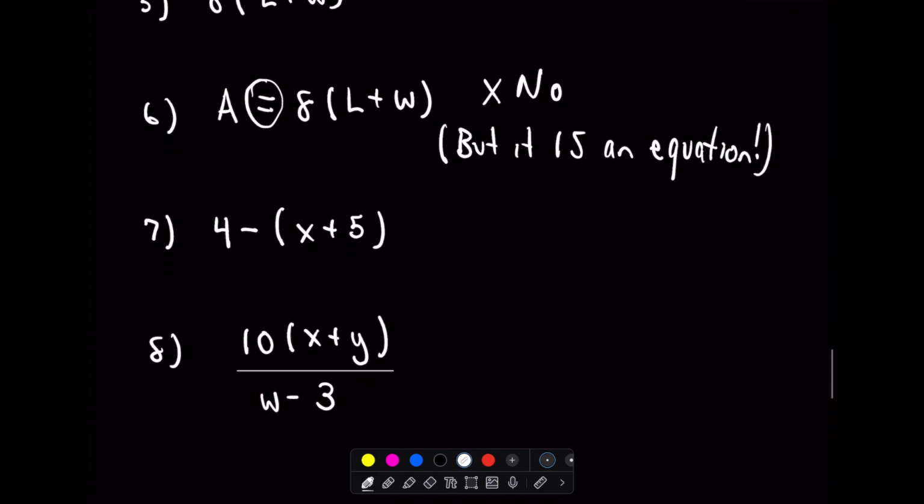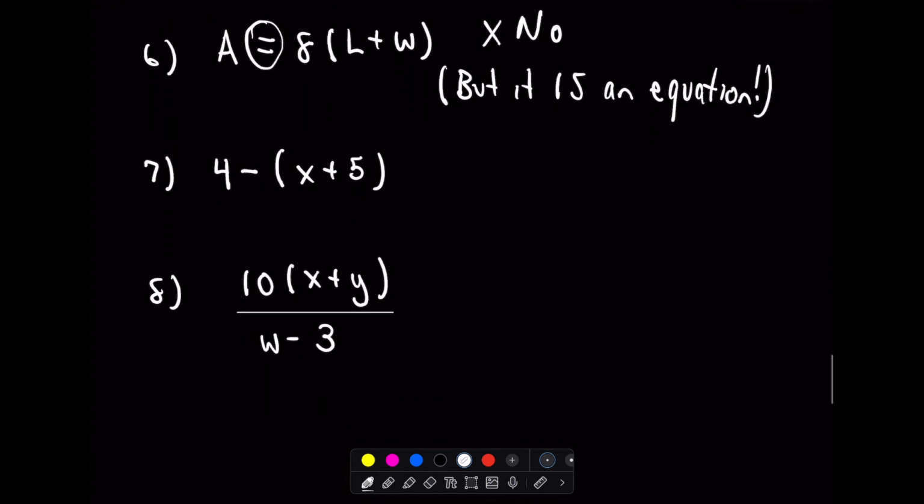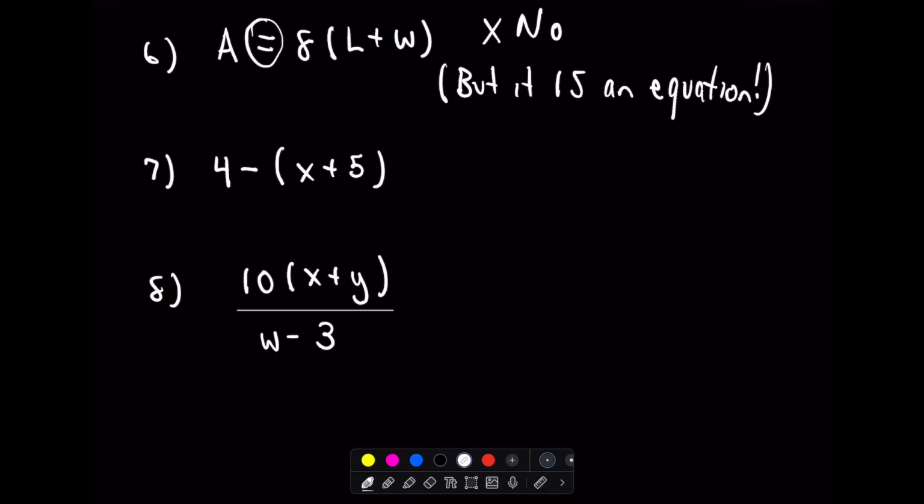Okay, 7. Is this an expression? Well, yes, I think so. Because again, think about if you plugged in a number here for x. Well, what would you do? Let me just make a little example. This is what I was saying at the beginning too. Sometimes it's nice just to substitute variables with numbers to get a better feel for it.